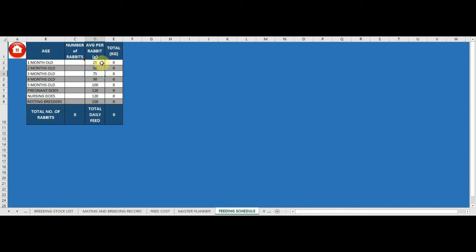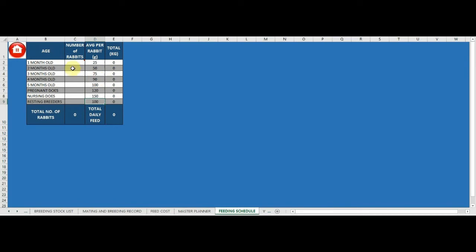When they are 3 months, it's 75 gram per rabbit. Then at 4 months, you can give them 90 gram per rabbit. When they are 5 months, you can give them 100 gram. Pregnant does get 120 gram. Nursing does get 120 or 150; I should have 150 here. Resting breeders also get 100.